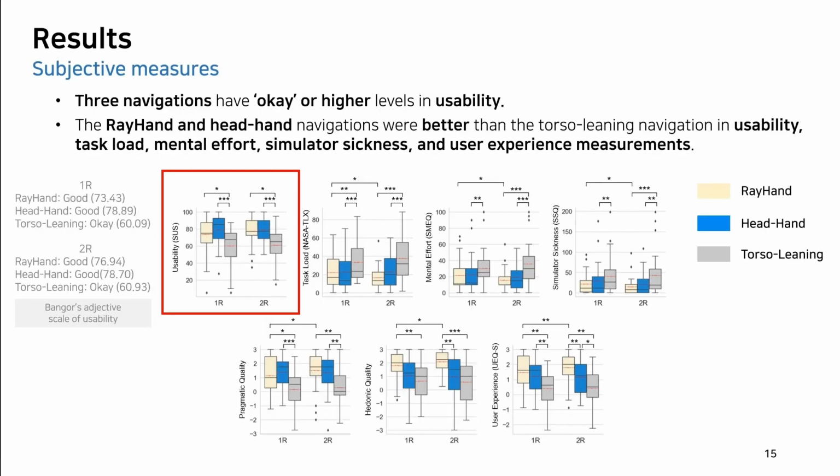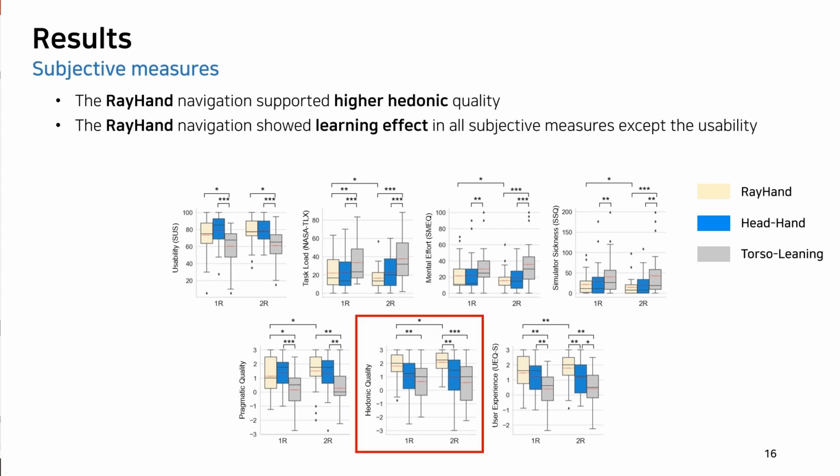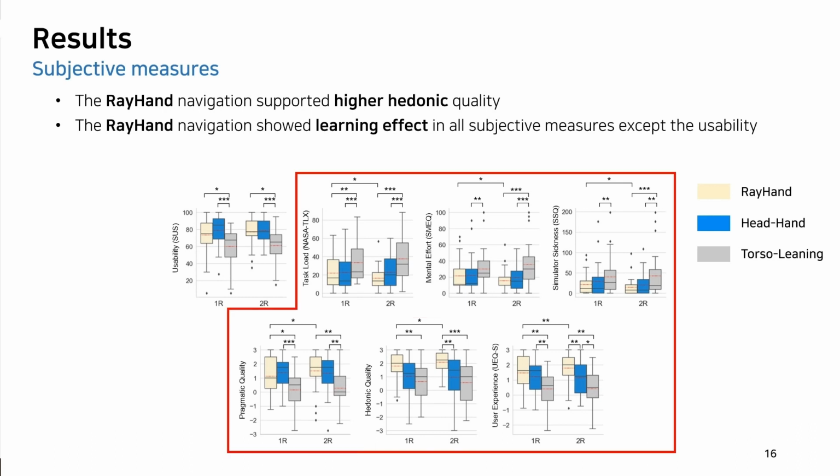In subjective measures, the 3 navigations have OK or higher levels in usability. However, the RayHand and HeadHand navigation were better than the torso-leaning navigation in terms of usability, task load, mental effort, simulator sickness, and user experience measurements. Notably, the RayHand navigation supported higher hedonic quality. We also observed that the RayHand navigation showed a significant learning effect between the first and second rounds in all subjective measures except the usability.